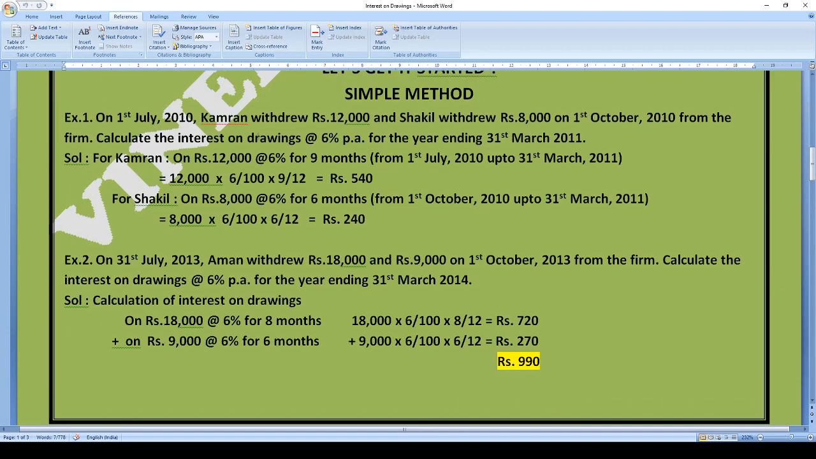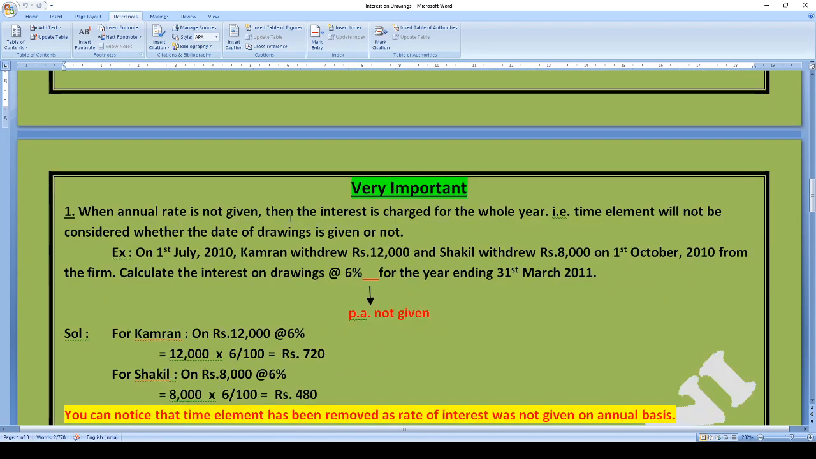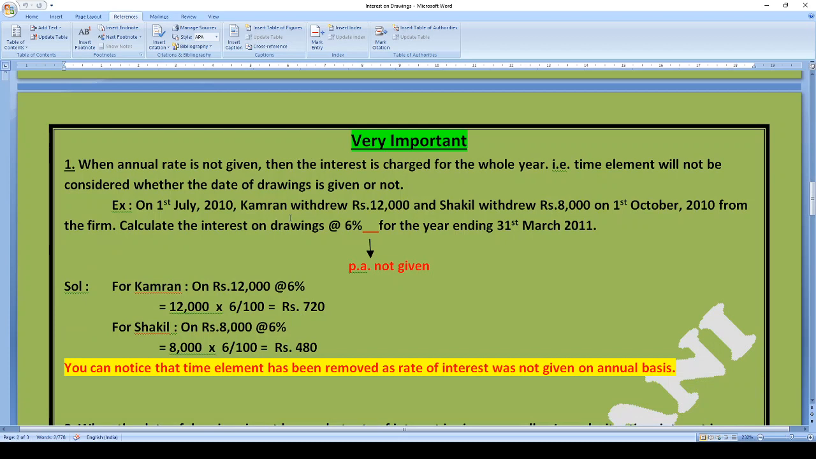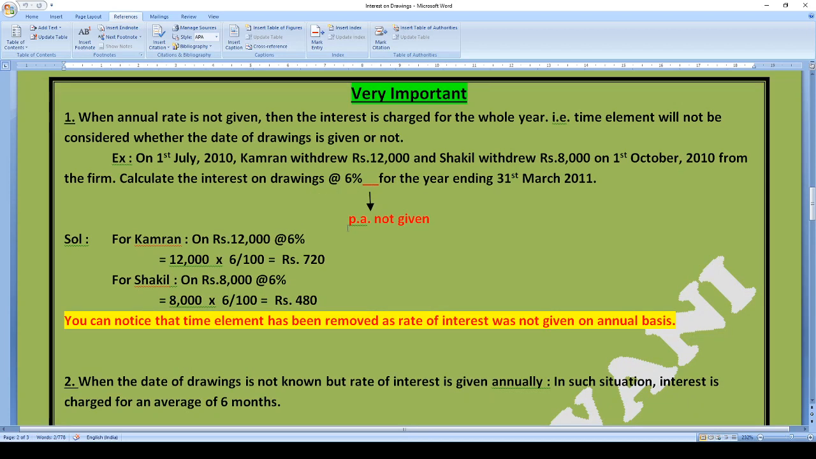Here in example number 1, we had applied this per annum. So that means the annual rate was given. Therefore, the time element was to be considered. Please keep in mind that the time element, that is into 9 by 12, and into 6 by 12, had been considered. But these time elements have lost their eminence just because this per annum word has not been given. So you can check that the time element has not been mentioned.